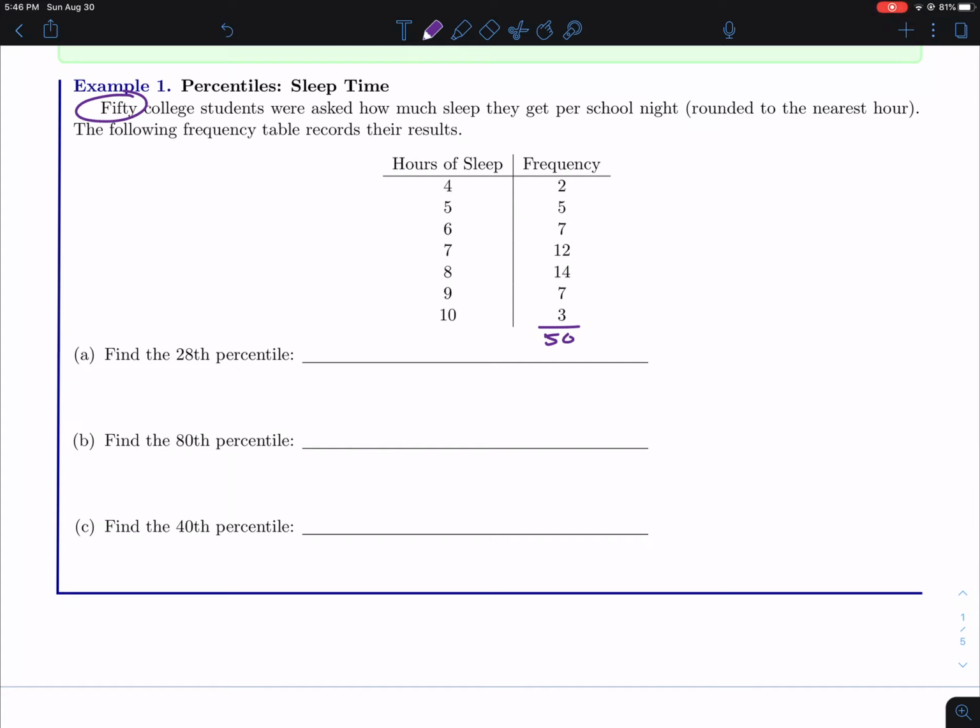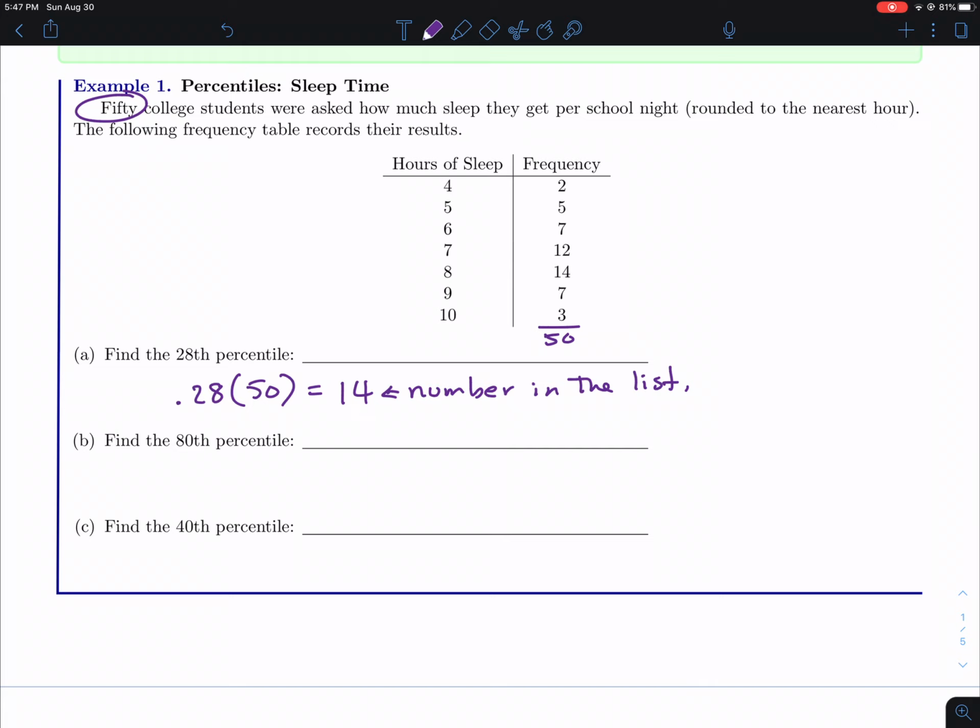Since we're trying to find the 28th percentile, we take 0.28 multiplied by 50, which gives us 14. Now be careful, this isn't the score. The 28th percentile isn't 14, which is good because there's no 14 hours of sleep, so it wouldn't make sense. It's the 14th number in the list. In this case, it's the top score of that 28th percentile.